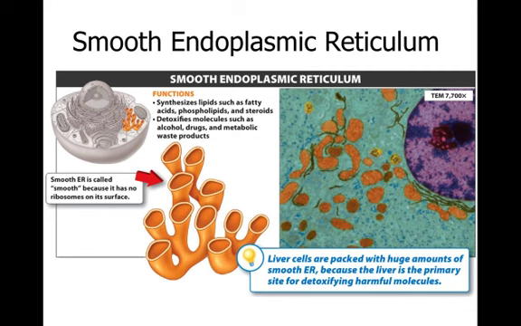So if you've heard that your liver is actually what breaks down alcohol, if you drink a whole bunch of alcohol, your liver is working very, very hard. That's why you can get cirrhosis if you drink too much. The liver cells are the ones that actually break down the alcohol, which means that they have a whole bunch of smooth endoplasmic reticulum inside of the cells. So liver cells are packed with huge amounts of smooth ER because the liver is the one that detoxifies harmful molecules. Specifically, we can think of it as detoxifying alcohol. So lots of smooth ER means lots of alcohol or lots of drugs or any other waste product.